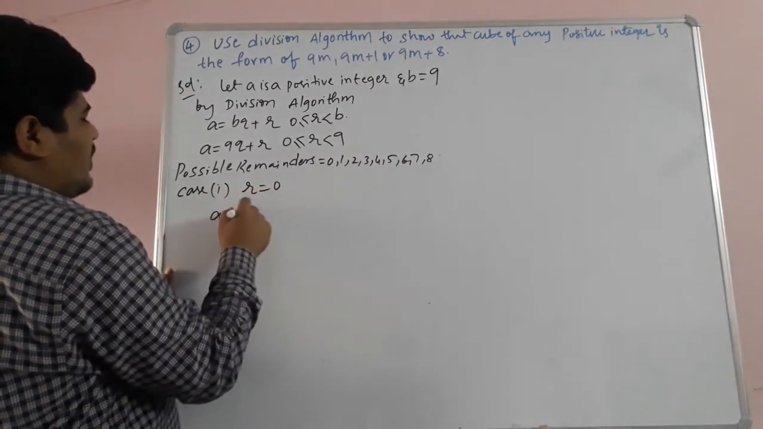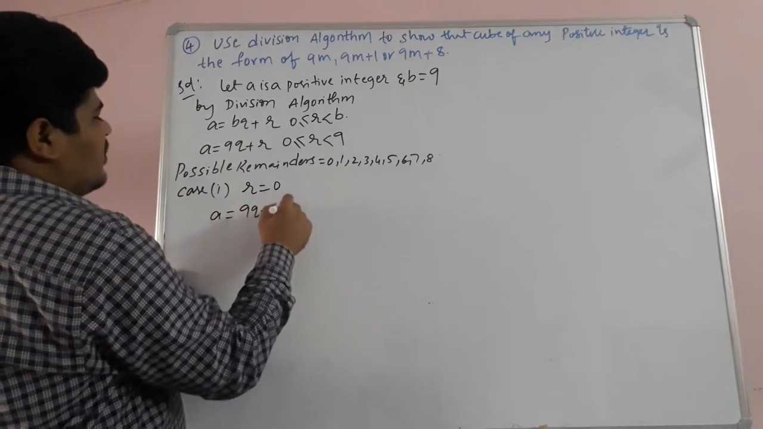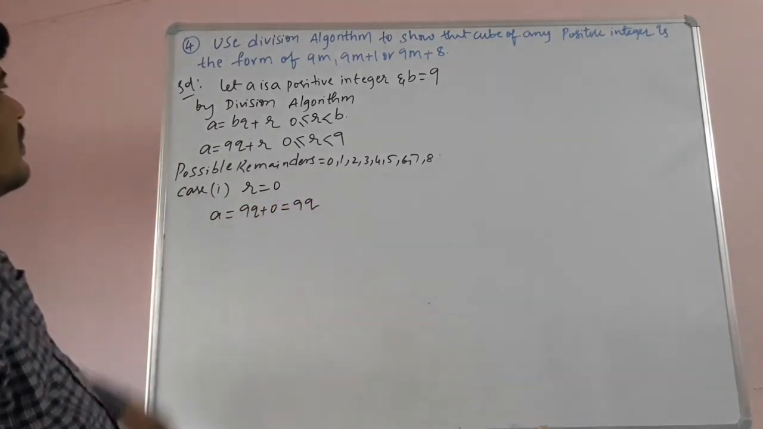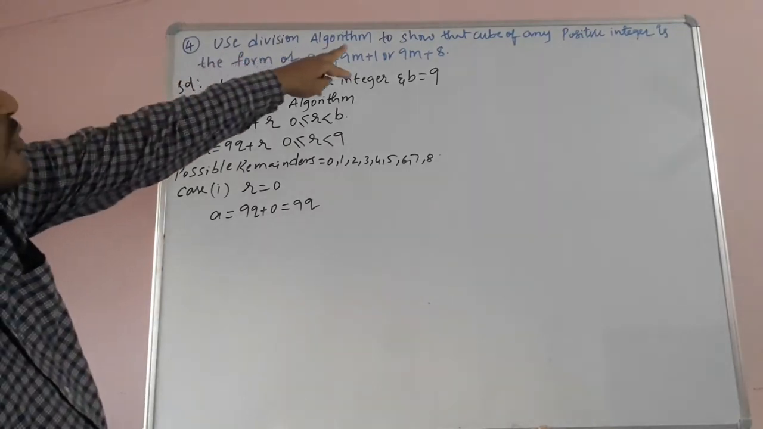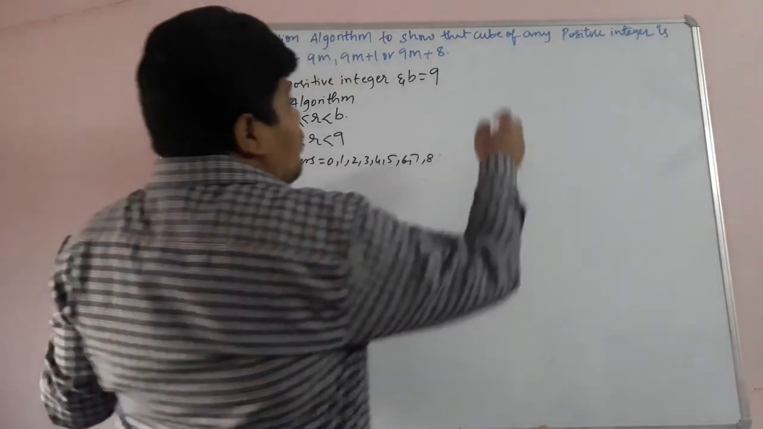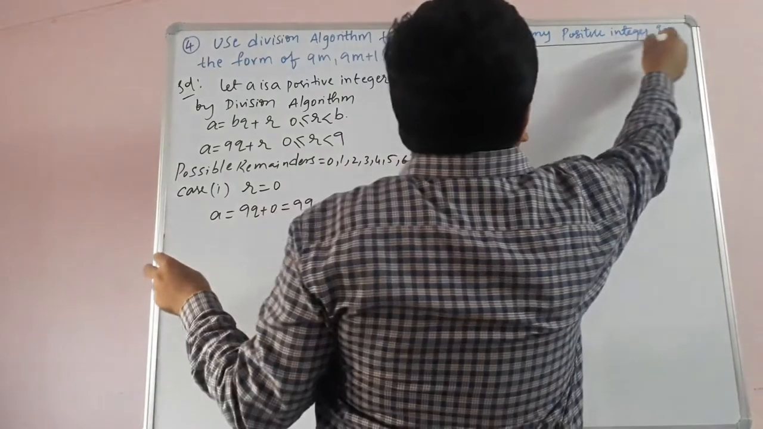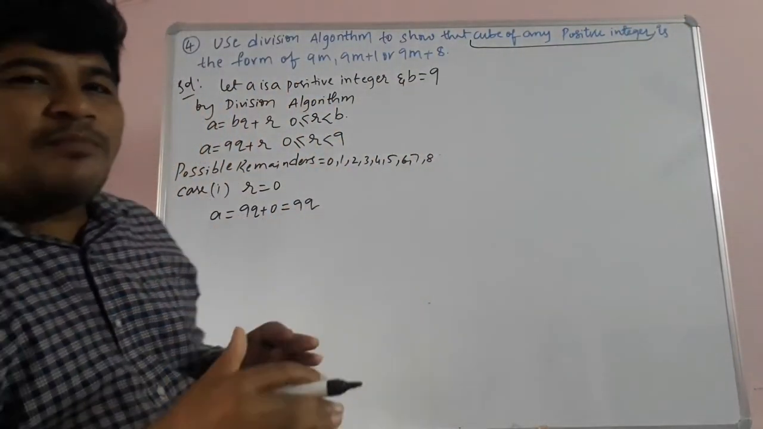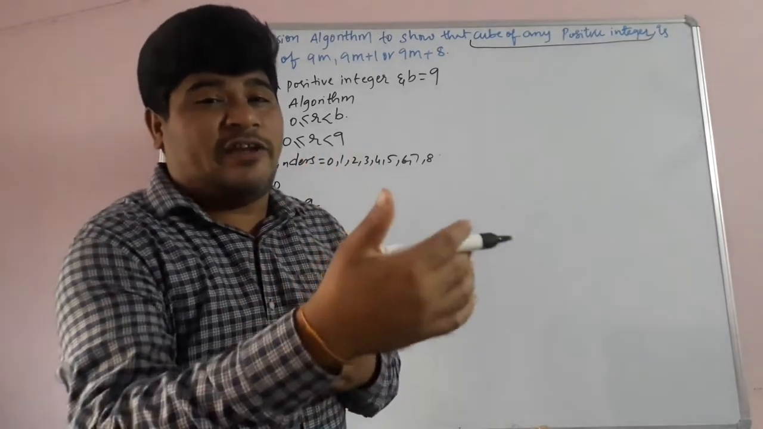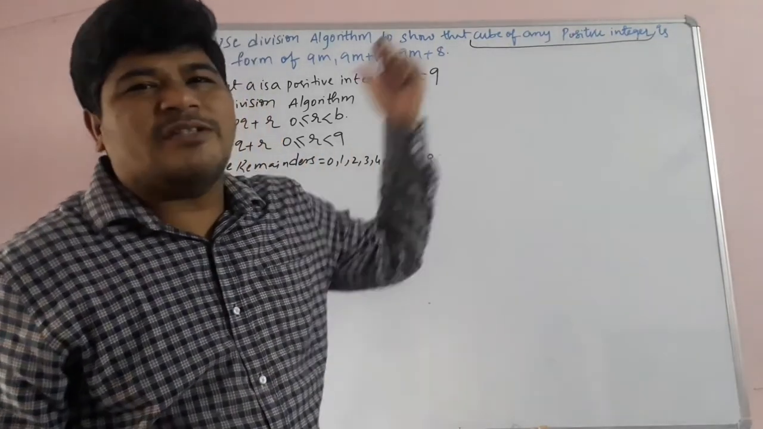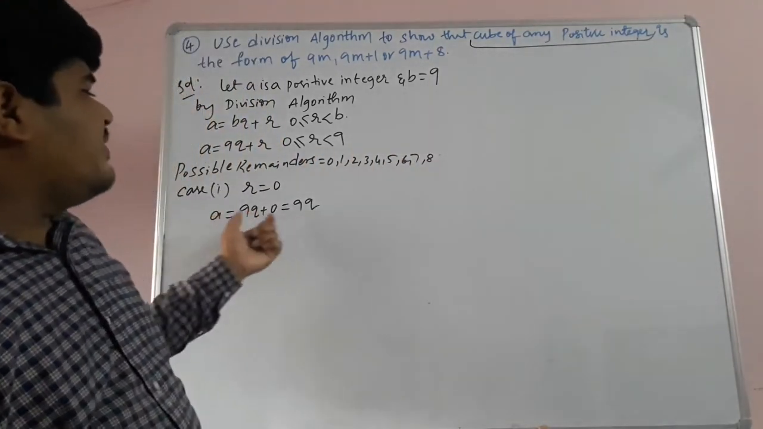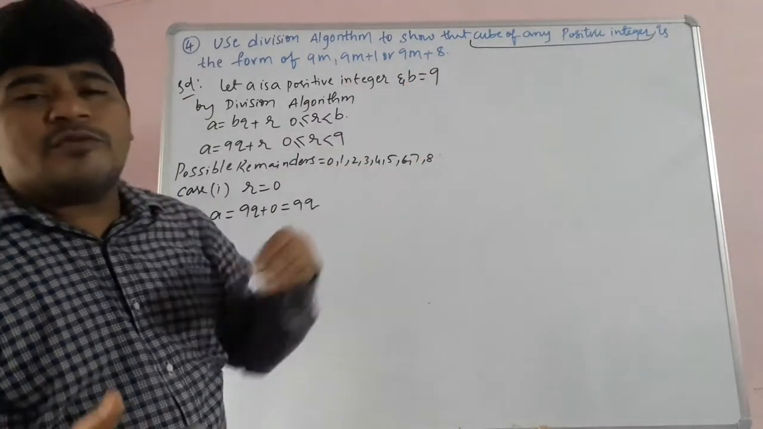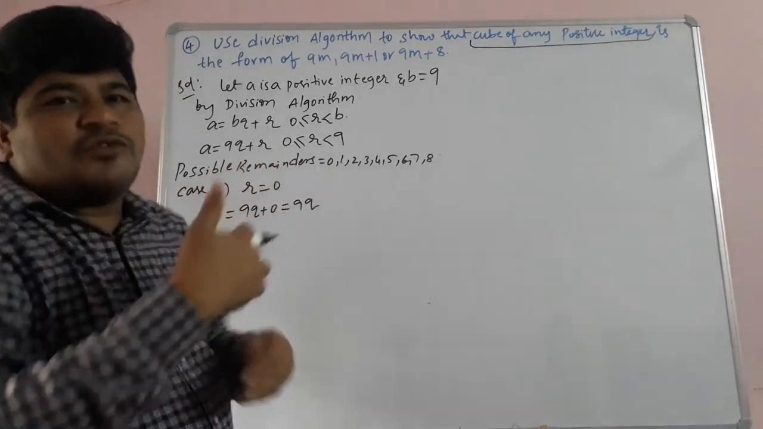So a is equal to what? 9q plus 0, which gives you 9q. Now use division algorithm to show that the cube of any positive integer. They are asking cube. In the previous problem, square they asked, square of any positive integer. Here, cube of any positive integer. So children, a is equal to 9q. So they are asking about cube, so we have to cube both sides.